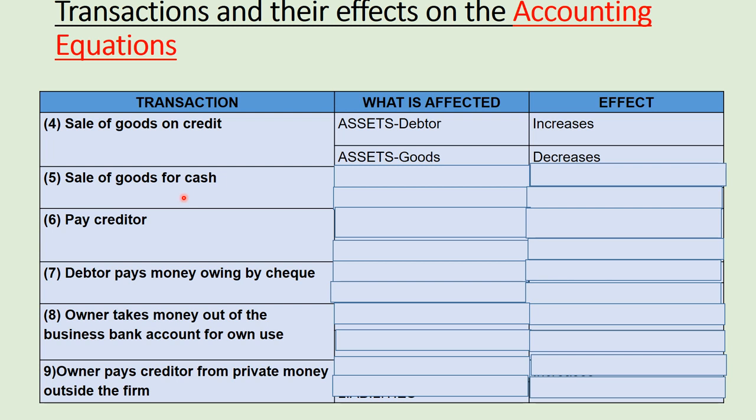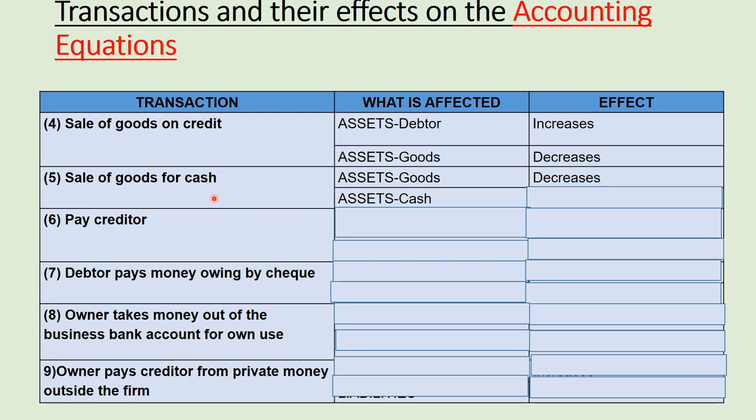The goods are going to decrease since we have sold them, but the cash is going to increase since we have received the cash. So assets in terms of goods are going to be affected, and assets in terms of cash are going to be affected. So assets in terms of goods, they are going to decrease, and assets in terms of cash, they are going to increase. We go to number 6, pay creditors.